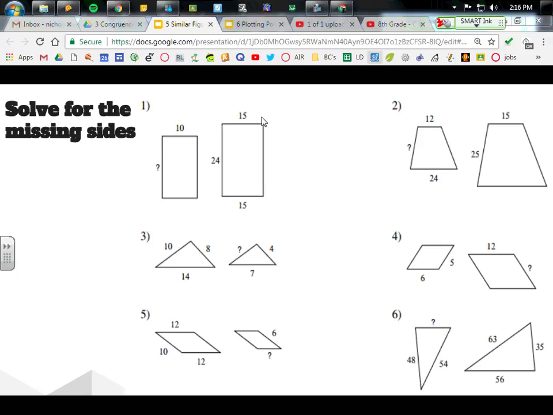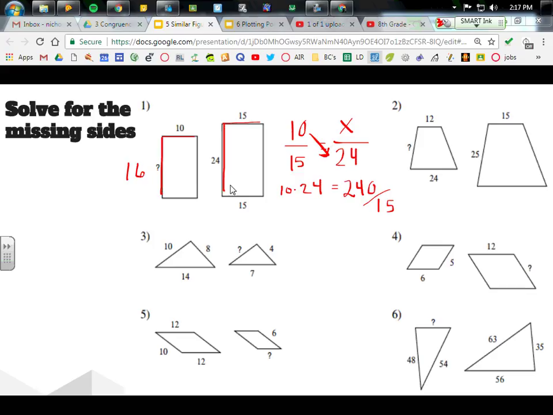Okay, here we have a pair of rectangles. This side corresponds to this side. So let's put 10 over 15. Our missing side corresponds to this side. So let's put, I'm going to use a variable instead of a question mark, x over 24. So now we cross multiply and divide. 10 times 24 will give us 240. Divide by 15, and we find that x equals 16. So that's our missing side. 240 divided by 15 is 16, so that's our missing side.